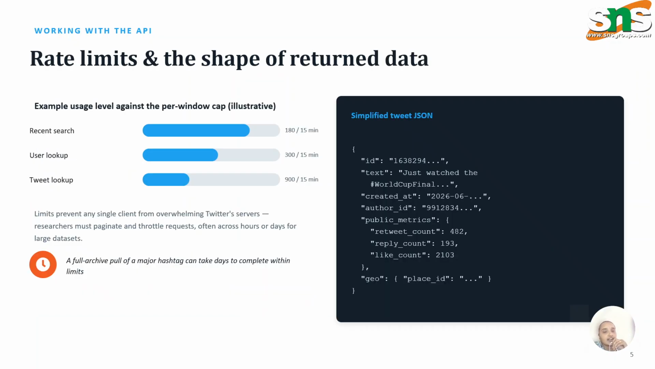The next one is rate limits and the shape of return data. So, for example, usage level against the per-window cap, illustrative: the recent search, user lookup, then tweet lookup. So these are all called rate limits and the shape of the return data.